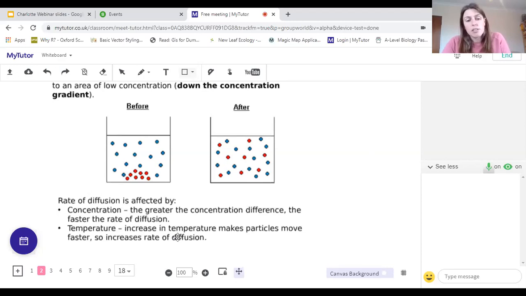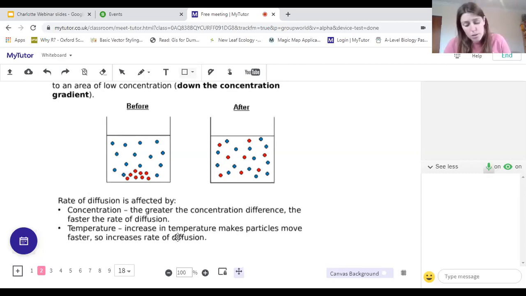When you increase temperature, particles move faster, they have more energy. We know that from physics, and it comes into biology just as much. So increase the temperature, you're increasing the movement of particles, and so you increase the rate of diffusion because they're bouncing about all over the place more. So they're more likely to do that random spreading out.